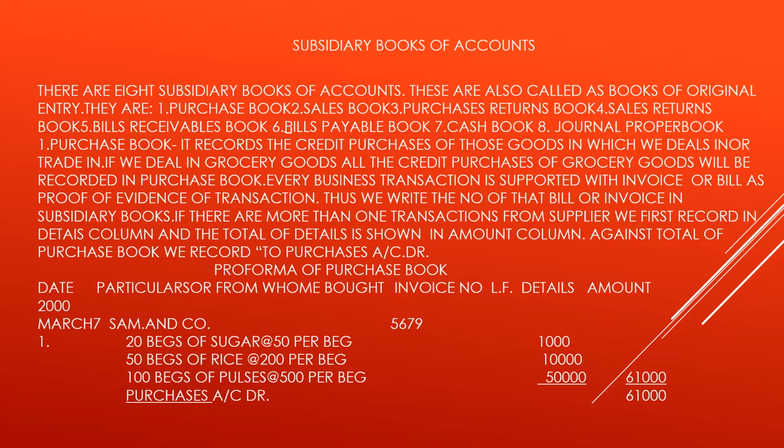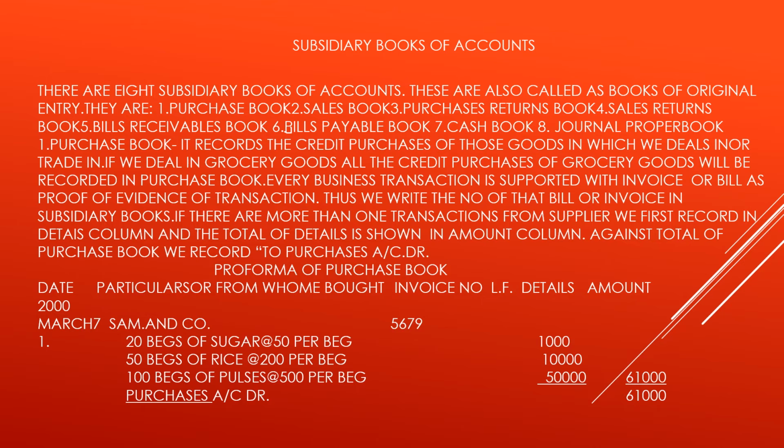Now suppose on March 7, 2000, we have bought from Sam and Company through invoice number 5679. First item is 20 bags of sugar at ₹50 per bag. The amount comes to 1000, which we are showing in detail column, since we have bought more than one goods from Sam and Company.